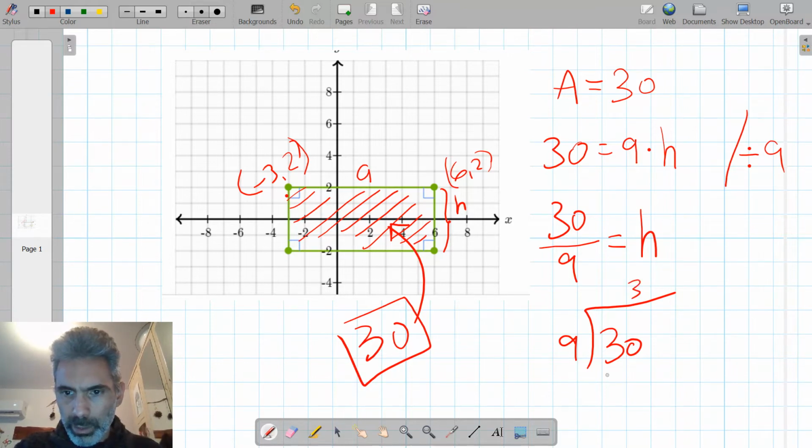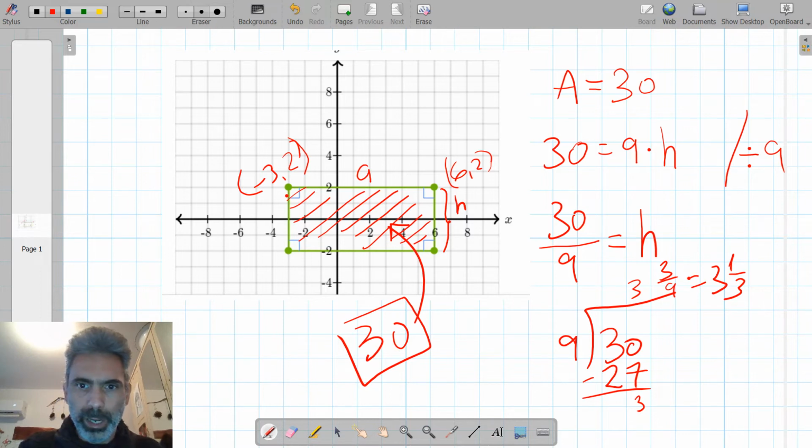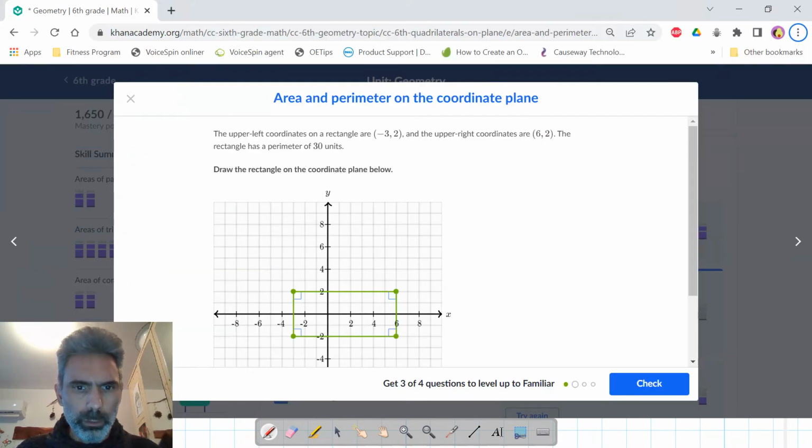3 times 9 is 27. Subtract, we are left with 3 9ths, which is 3 1/3. So the height of this side here should be 3 1/3, which is strange.